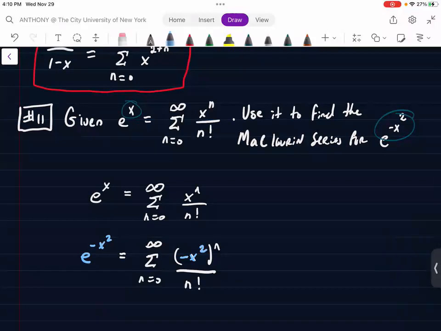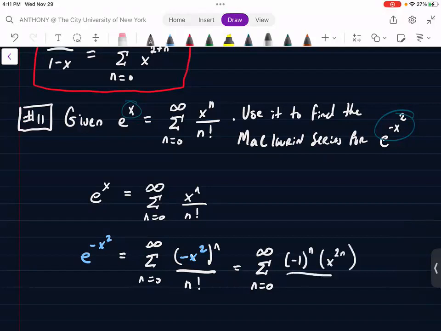And then I just took care of the algebra. This piece here, you just have to be a little careful with. What you're going to get is the sum from n equals 0 to infinity of, you could distribute the n inside the parentheses. Technically, the x squared is being multiplied by a negative 1. So you have negative 1 to the n power times x to the power of 2n divided by n factorial. Simplify it. This is fair enough. You don't have to simplify this further. This is good.